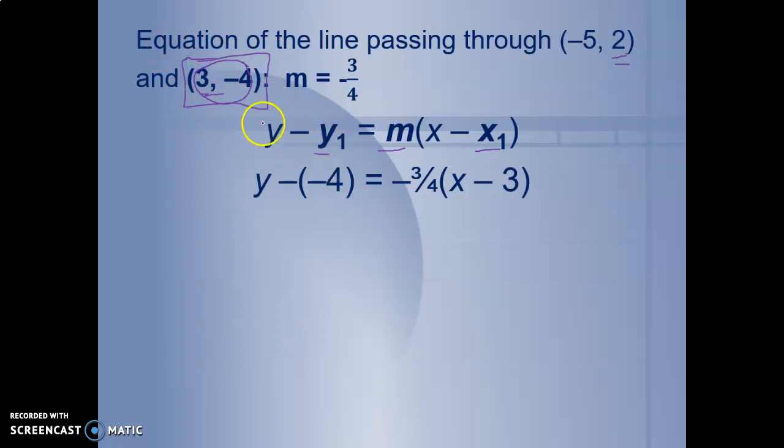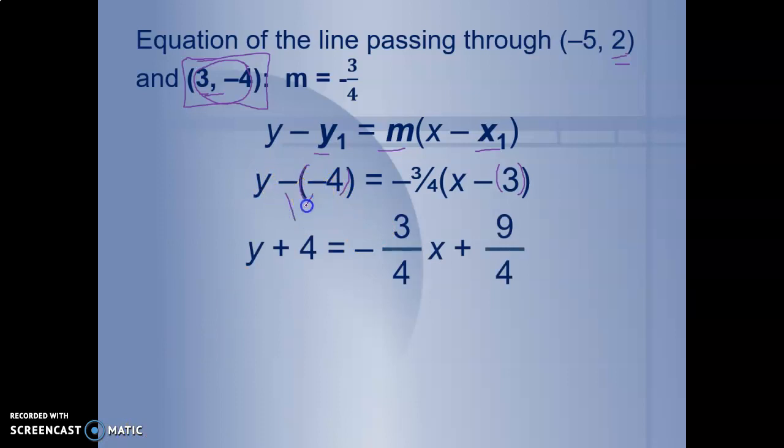So for our y1, we're going to plug in negative 4. Notice that we use parentheses to protect our negative. We have our slope, negative 3/4, and our x minus 3. Let's go ahead and simplify. And the way that we're going to simplify, y minus negative 4 becomes y plus 4. And then we distribute our negative 3/4 to get rid of the parentheses on the right-hand side. So we get negative 3/4 x plus 9/4.